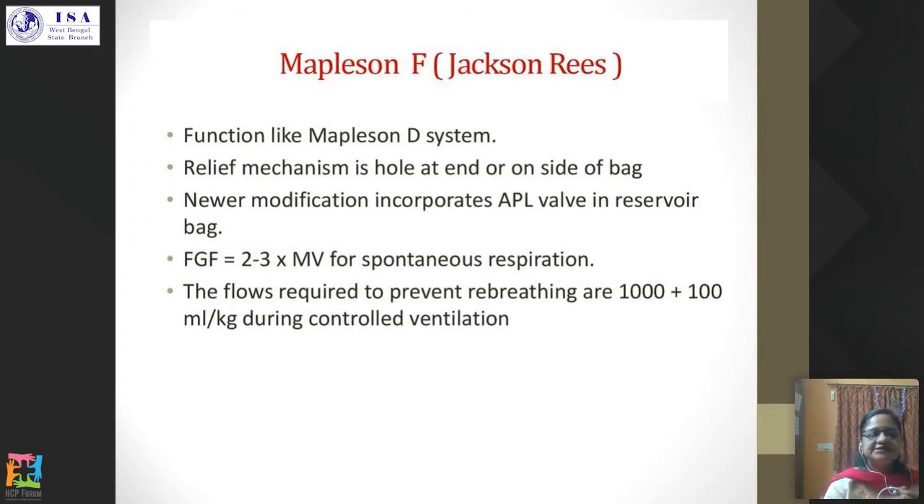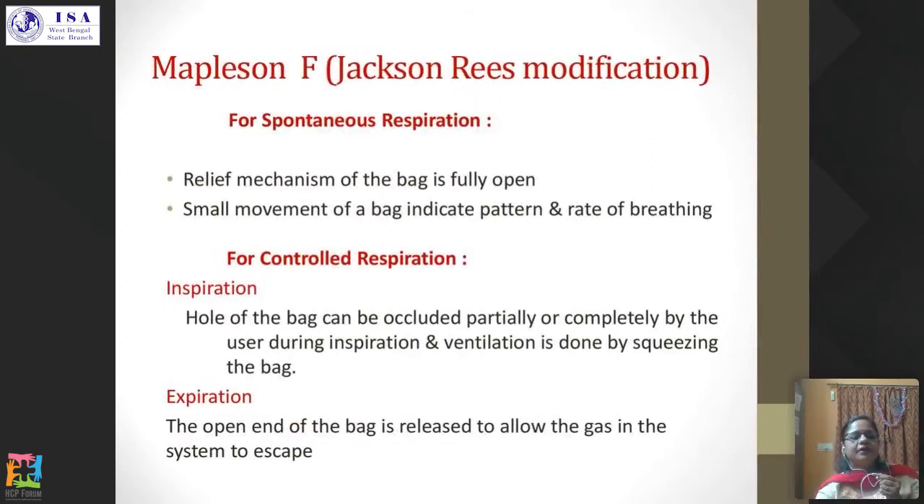The fresh gas flow here is 2 to 3 times the minute volume for spontaneous respiration, and to prevent rebreathing in controlled ventilation, we should give 1000 plus 100 ml per kg. Now, Mapleson F system, that is Jackson Rees, what is the mechanism of action? For spontaneous respiration, the relief mechanism of the bag is fully open. Small movement of the bag indicates the pattern and rate of breathing.